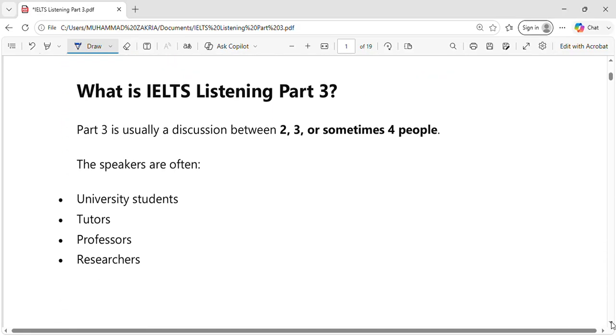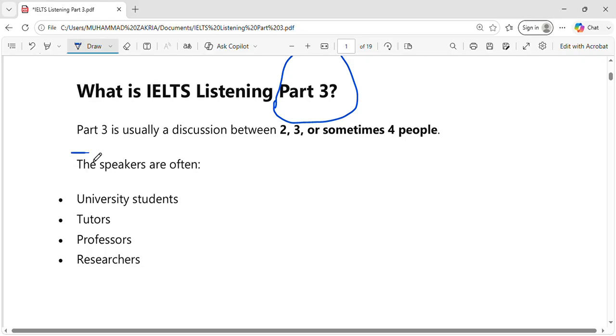In IELTS listening part 3, the majority is a discussion between two speakers, three speakers, or sometimes four speakers. It depends on luck. If there are two speakers, all good. Three speakers, all good. Four speakers, all good. But it depends on luck.